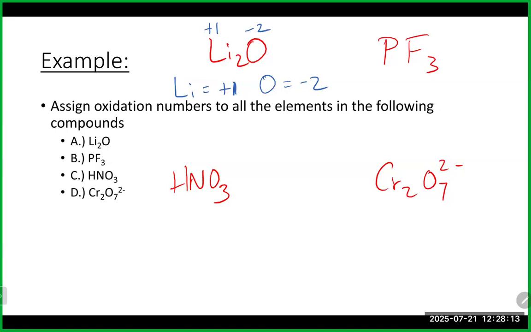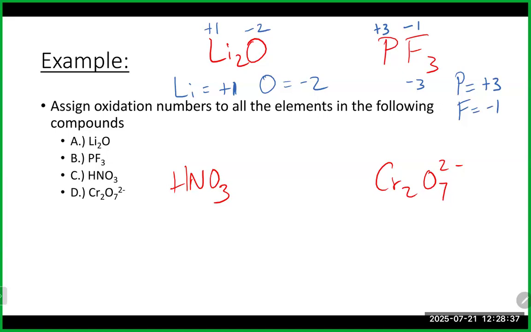Coming over to our PF3, fluorine is going to be -1. There are 3 of them, gives me a -3. To balance it out here, the phosphorus would have a +3. So the oxidation state on phosphorus is +3. And fluorine here, -1 in this case.